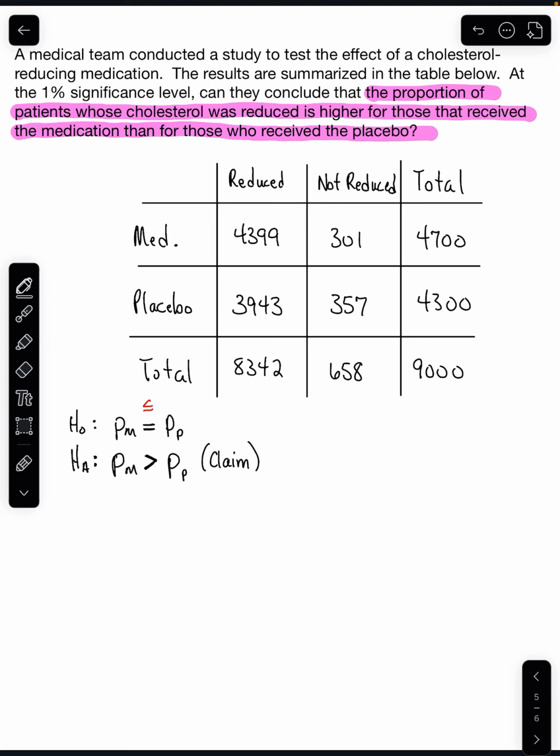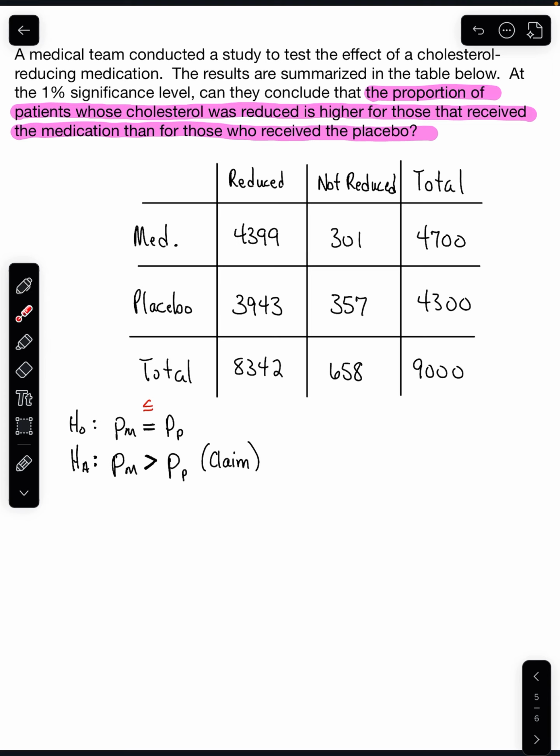Now, I'm going to forgo checking the requirements in order to use the normal distribution. We can assume that the people here were selected randomly. We can assume that they were independent. And certainly, looking at the numbers of people in each sample, 4,700 and 4,300, we are very much well above the threshold of having at least 5 successes, at least 5 failures. We can actually see that in the numbers.